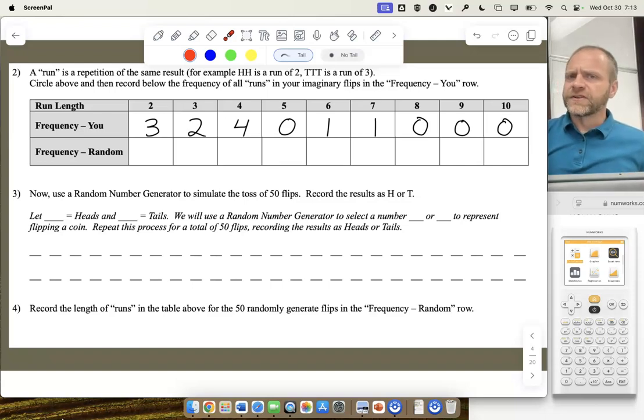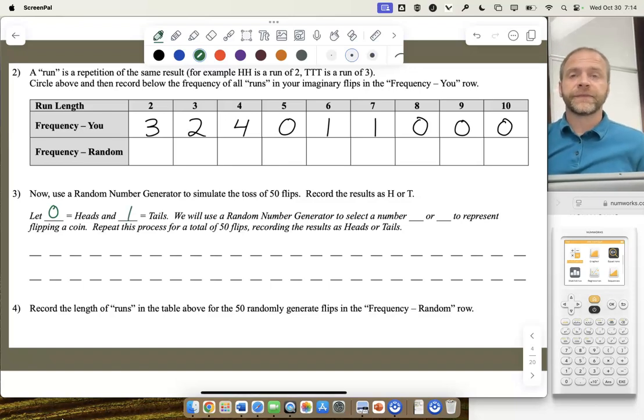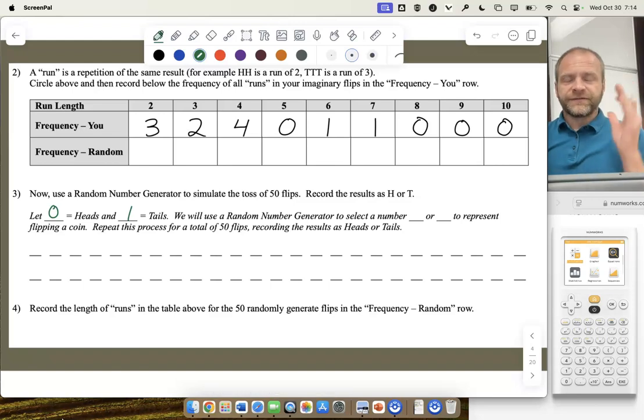But if we're going to use a random number generator, we have to describe it properly. I'm going to let 0 equal heads, and I'm going to let 1 equal tails. So there we go. I defined what each number is going to be. I assigned a value for heads and tails, and now we're going to use a random number generator to select a number, 0 or 1, to represent flipping a coin. We are going to repeat this process of 50 flips, recording the results as heads or tails based on their number.